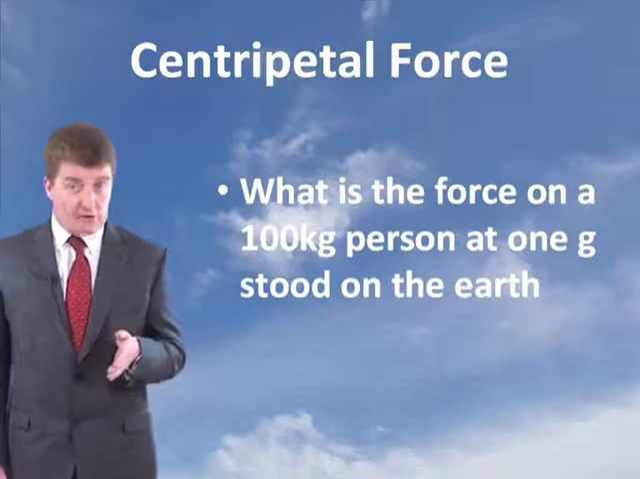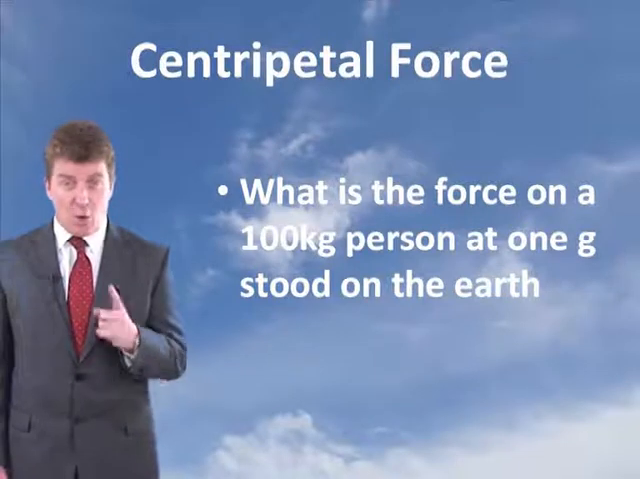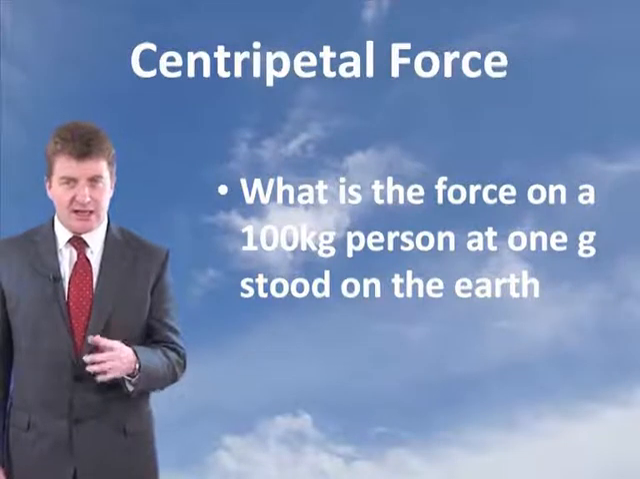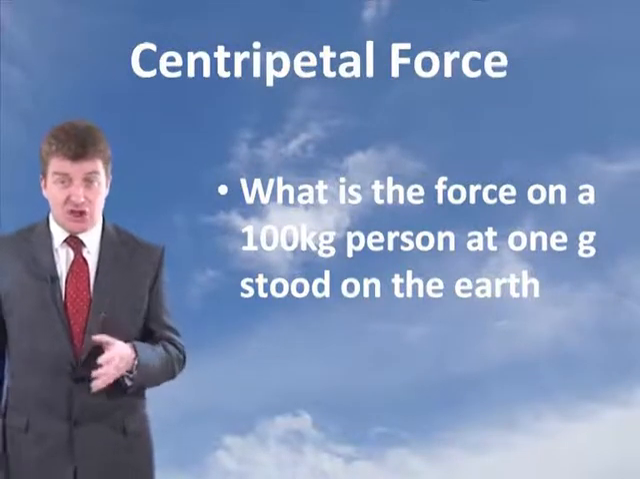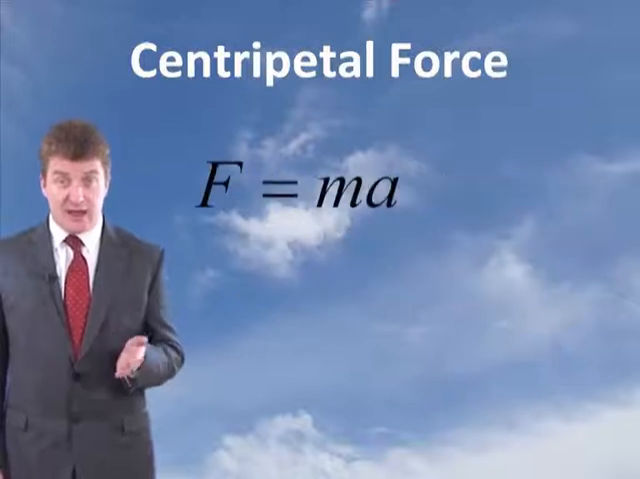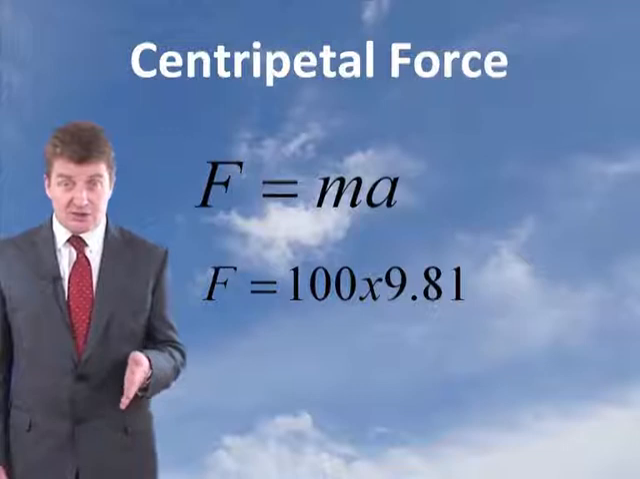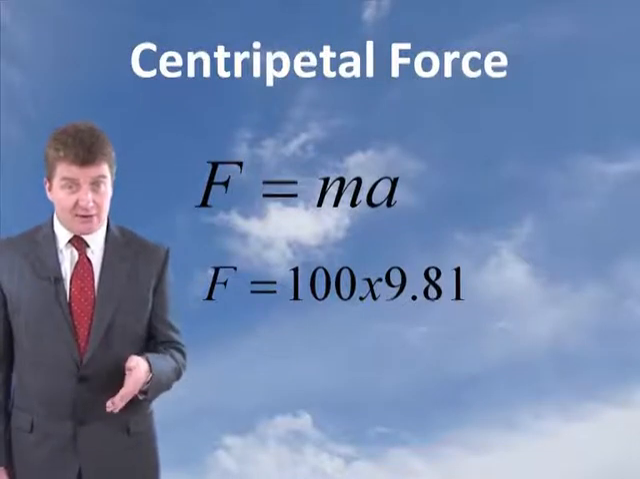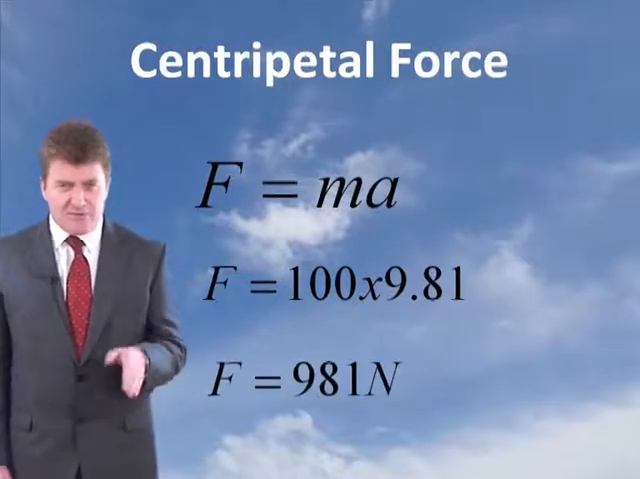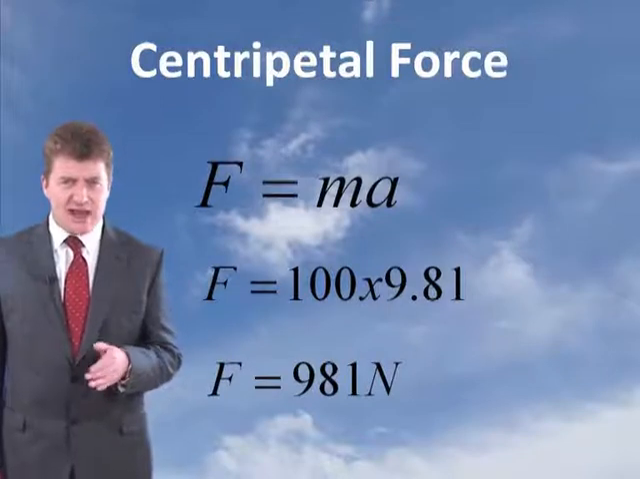What is the force on a 100 kilogram person at 1g? 1g is the force of gravity. Just stood on the earth, it can be determined using F equals ma, which equals 100, because it's a 100 kilogram person, times the force of gravity, which is 9.81. So the force on that person will be 981 newtons. That's just the force stood there on the planet.